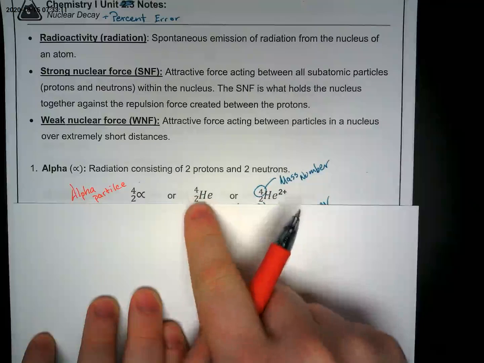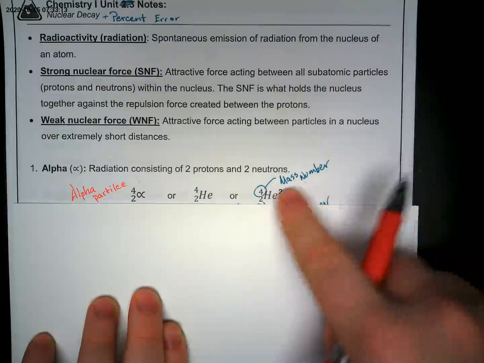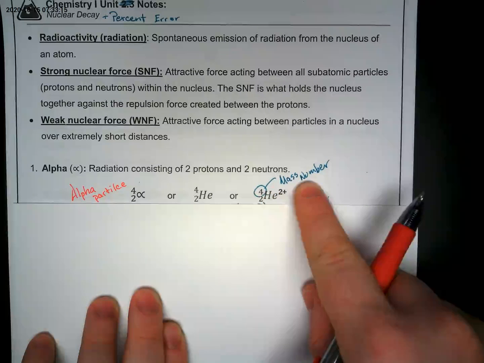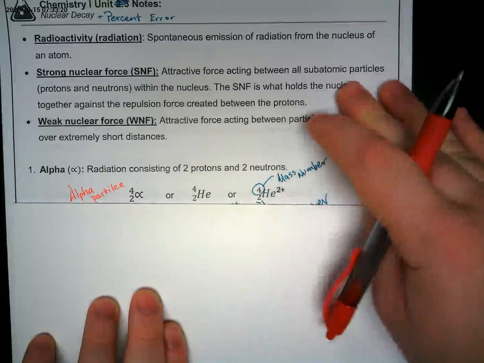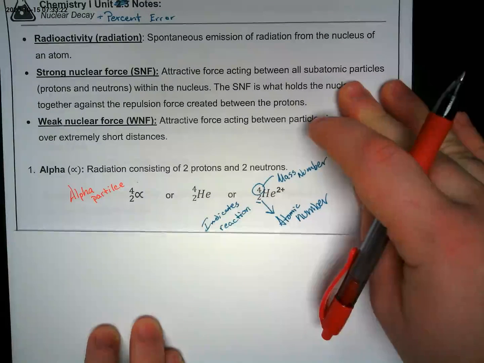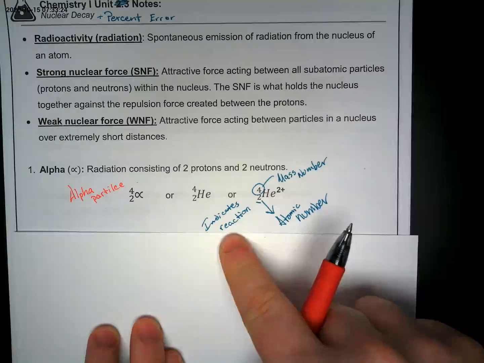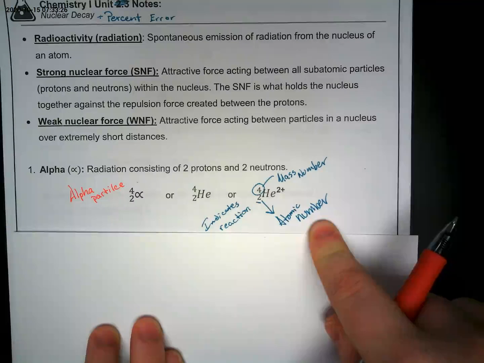Now remember, the 4 and the 2, what do those represent? Well, the 4 up top is your mass number, as I've written here, which you should write down too. So your 4 is your mass number, whereas your 2 is your atomic number. We'll get to this in just a bit, but your 2 is the atomic number.